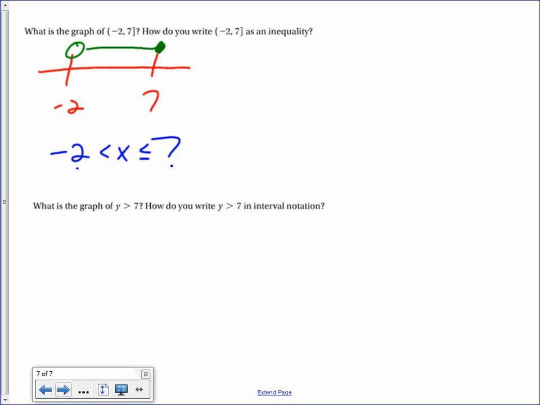Second one, what is the graph of x is greater than 7? So here I've got a 6, 7, and 8. I know I'm going to have an open circle since there's no equal to with it, and the arrow would be going to the right.